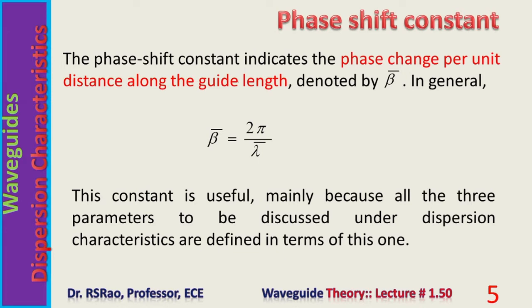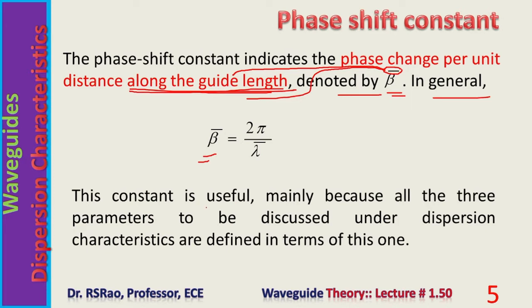Now, a definition for phase shift constant. The phase shift constant indicates phase change per unit distance along the guide length. It is denoted by beta bar. In general, as already mentioned, this bar indicates that it is measured along the guide length. In general, beta bar is 2 pi by lambda bar. Again, lambda bar means wavelength measured along the length of the guide. It is called guide wavelength.